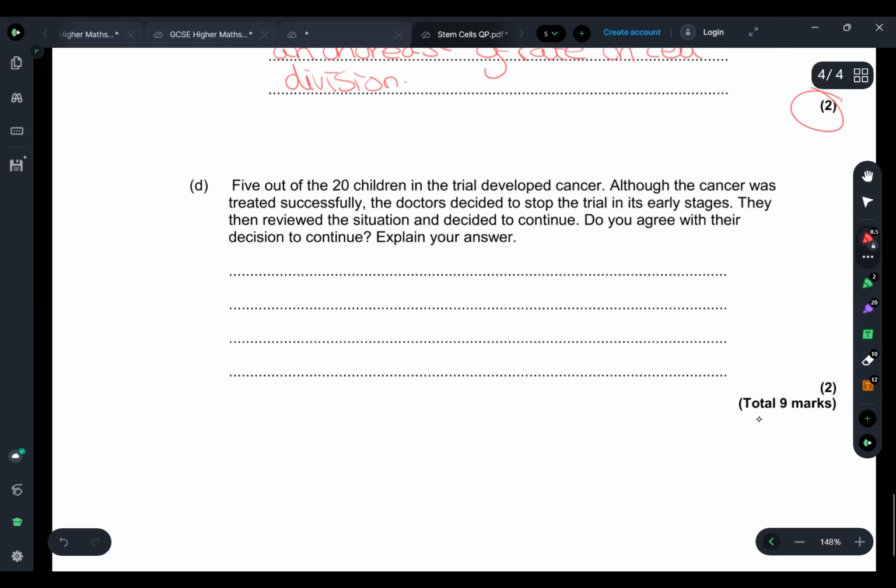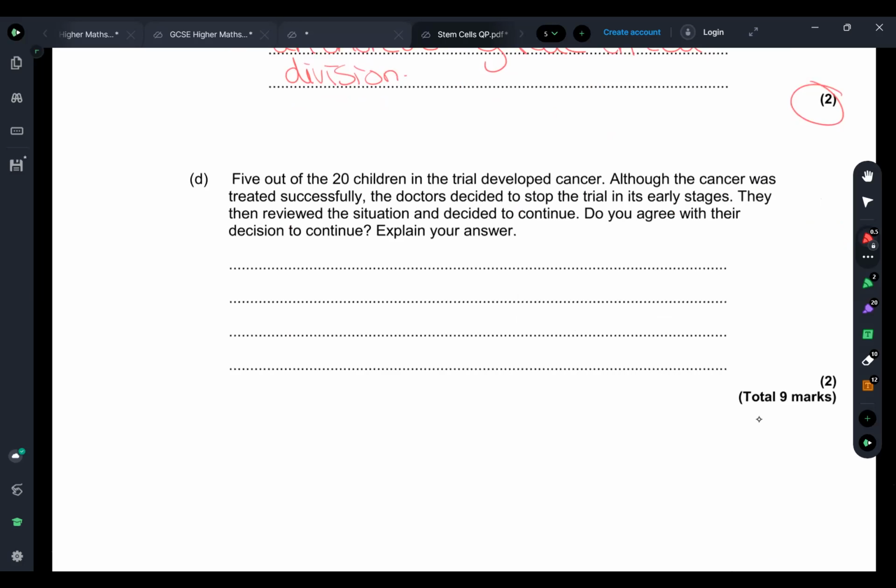And then finally, this is the last part of this question. 5 out of the 20 children in the trial developed cancer. Although the cancer was treated successfully, the doctors decided to stop the trial in its early stages. They then reviewed the situation and decided to continue. Do you agree with their decision to continue? And explain your answer. Now you can say yes or no, that doesn't matter, but you need to give a good reason why. You don't get a mark for stating yes or no. So I'm going to go through both.